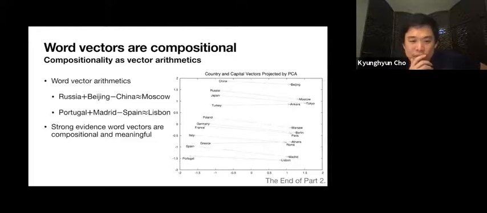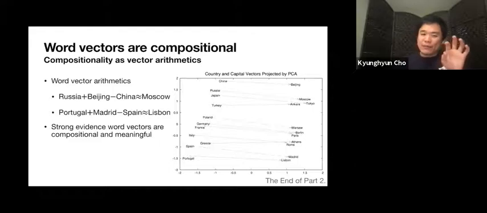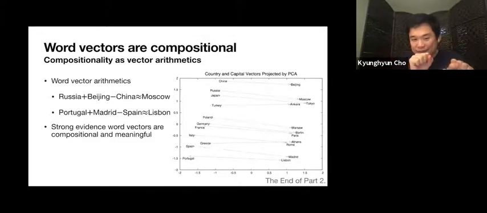Hold on, I'm sorry, this is my mistake. What I should have done is subtract Moscow from Russia, and then add Beijing, and that is going to be very similar to China, which actually is the correct thing according to the slide. I'm sorry, this is always quite confusing, but let's take the second example.